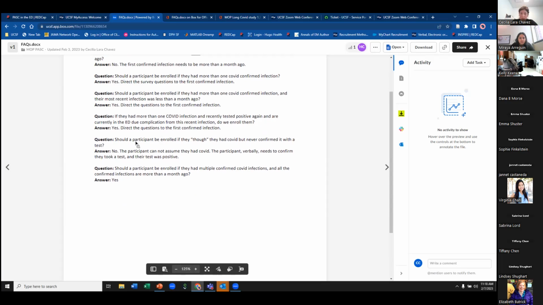And then should a participant be enrolled if they thought that they had COVID, but they never confirmed it with a test? So no. The patient has to confirm verbally that they had COVID and they saw a test that said they had COVID. And then should a participant be enrolled if they had multiple confirmed infections and all of the confirmed infections are more than a month ago? Yes. And then the questions should revolve around all those infections, so any infection that they had more than a month ago.